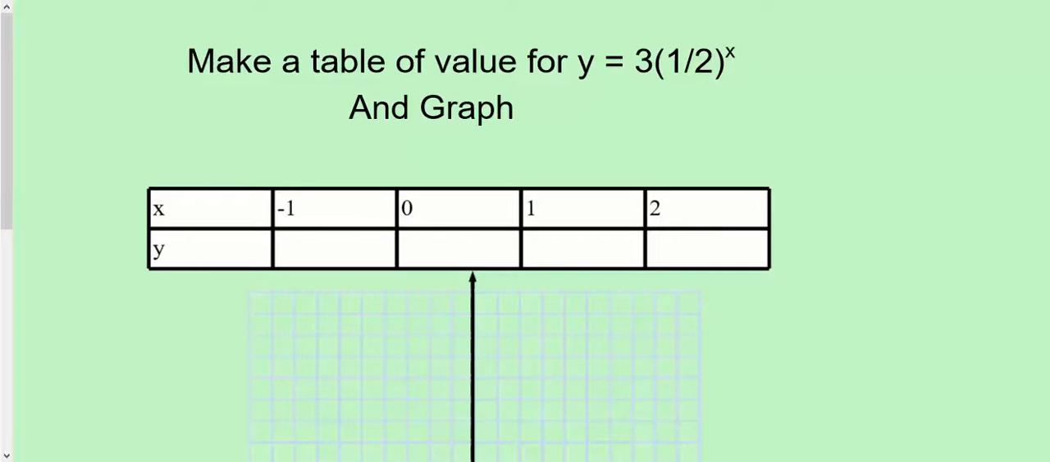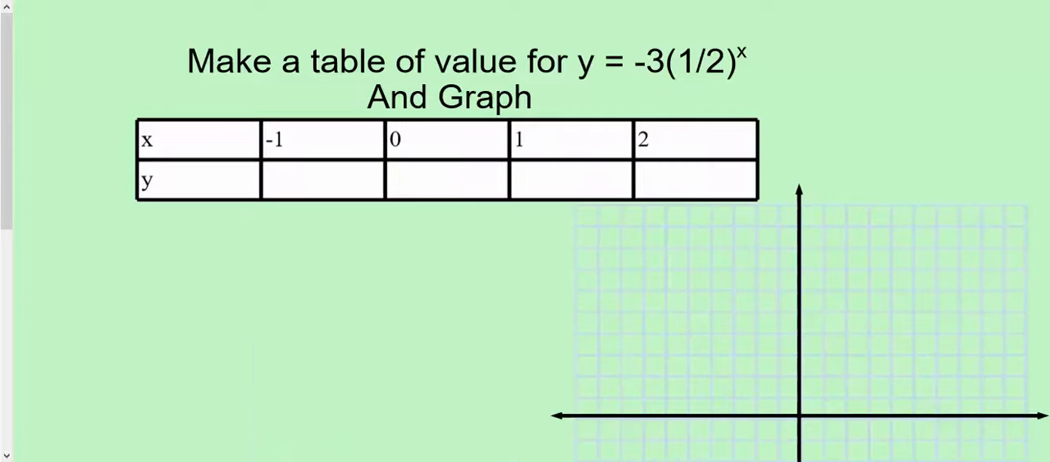And basically all these are the same problem. I'm going to do this one right here with the vertical stretch and the reflection here. So I'm going to start with 0, plug in 0. I always like to use -2 as well. Okay. Plug in 0. 1/2 to the 0 power is 1 times -3 is -3. Plug in 1. 1/2 to the first is 1/2 times -3 is -3/2, which is -1.5. Plug in 2, we have -3 times 1/4, which is -3/4 or -0.75.